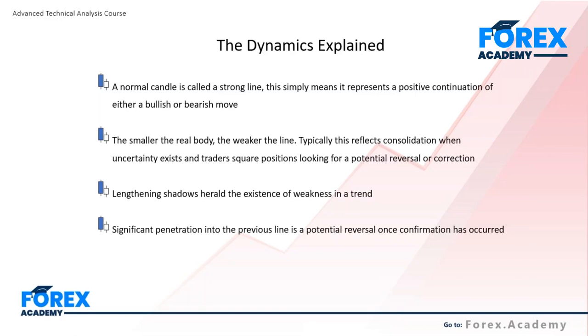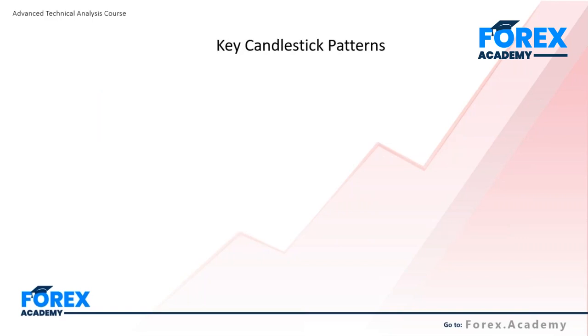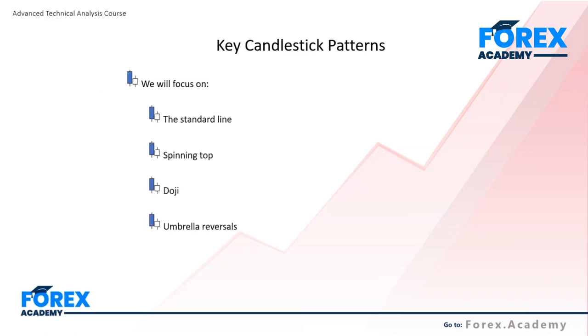What will become clear at a later stage is that the significant penetration into the previous line or the previous body is a potential reversal once the confirmation has occurred. And this will become apparent in terms of how we apply this when we look at what we refer to as 2 and 3 line patterns. What we're going to do now is run through the key Japanese candlestick patterns. Our focus will be firstly on the standard line, the spinning top, the doji, the umbrella reversals, the bozu line, an engulfing line, and star reversals.